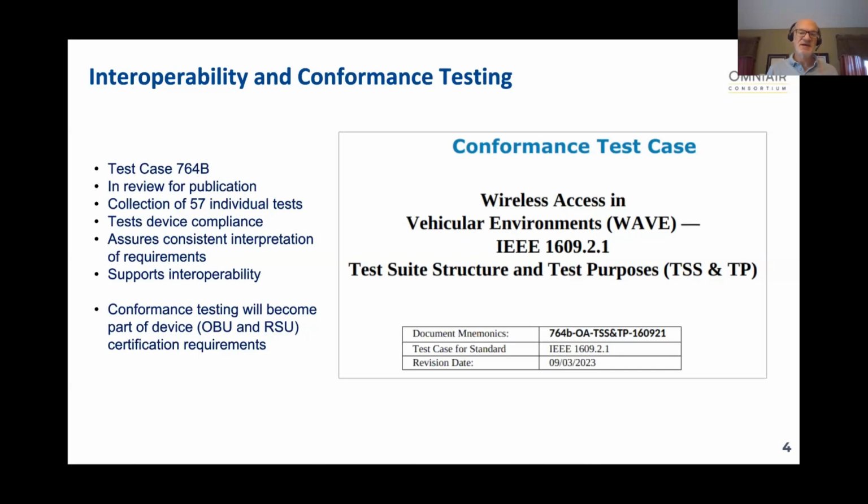So test case 764B is what we affectionately refer to it as internally. This is the first conformance test case for .2.1. It has 57 individual tests that you can run through that are pretty extensive in terms of making sure that an end entity or a unit is working correctly, is interacting with an SCMS provider in a consistent way. So we can run these tests with a variety of different devices, make sure that you have consistency and interoperability.